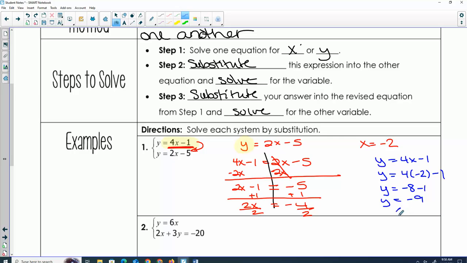For your final answer, I want an ordered pair. Ordered pairs are alphabetical. X, then y. So the x was negative 2, and the y is negative 9. So final answer, negative 2, negative 9. Did I lose anyone on that? Let's do some more.